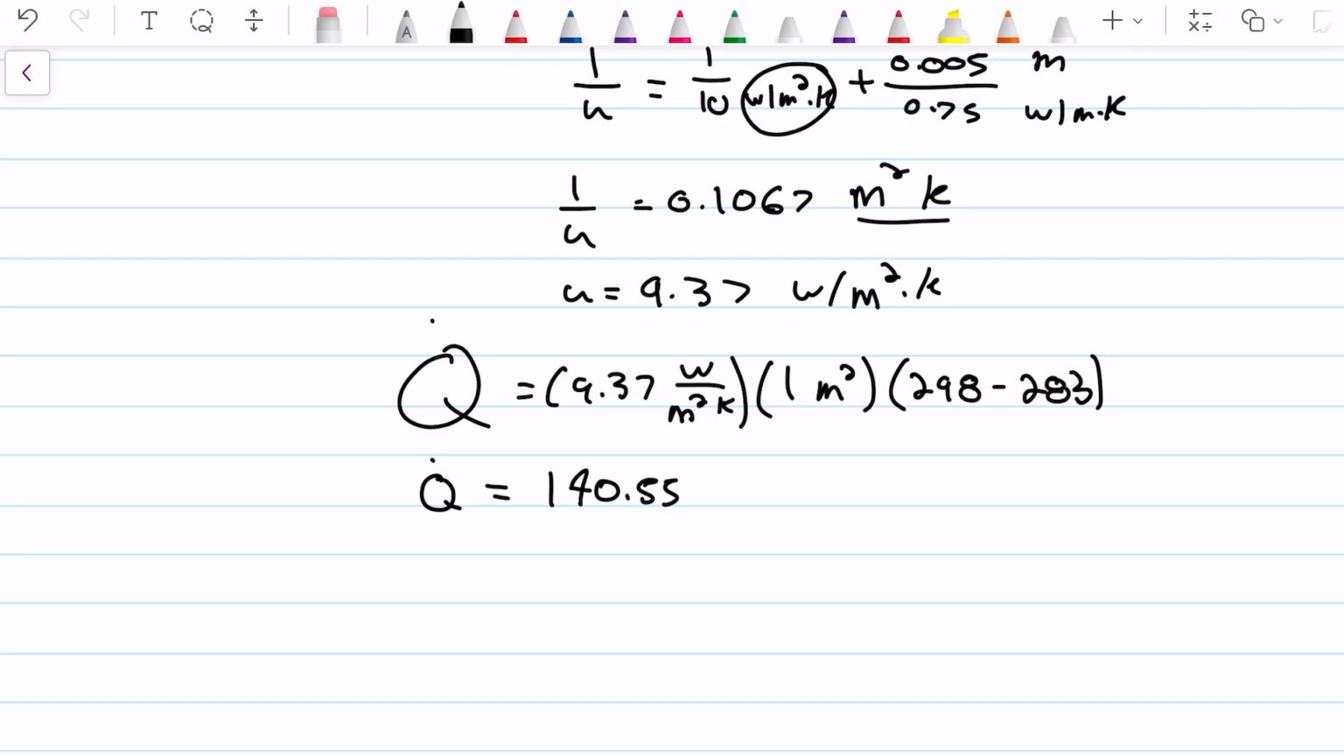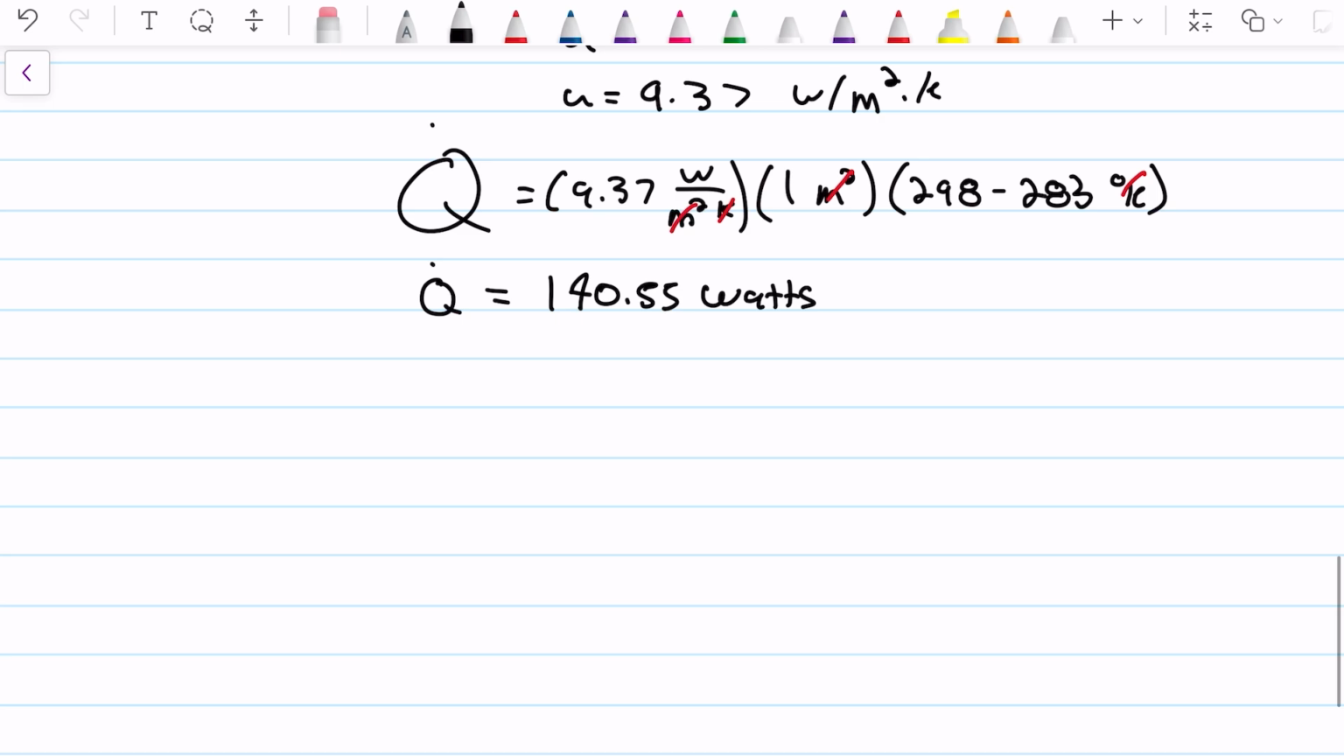So 140.55. And then this unit, it was degrees Kelvin. So the units here, meters cancel, Kelvin cancel, and we're going to get watts, which makes sense. It should be watts. Heat loss, that's joules per second, so that should be watts. All right, and then that's not the answer they want. For the first part here, they want an annual cost, and they give us a unit conversion. So they tell us 0.15 kilowatt hours, or $0.5 per kilowatt hour. So let's just convert this.